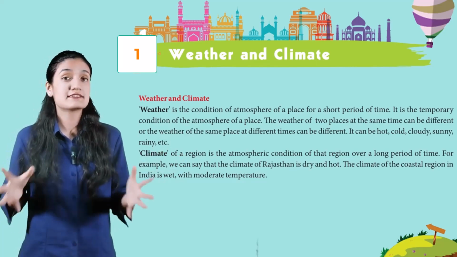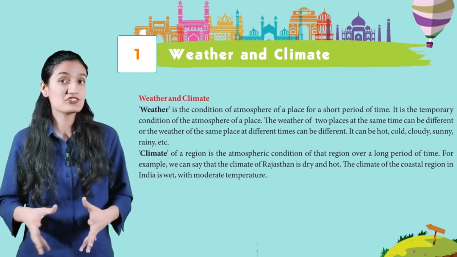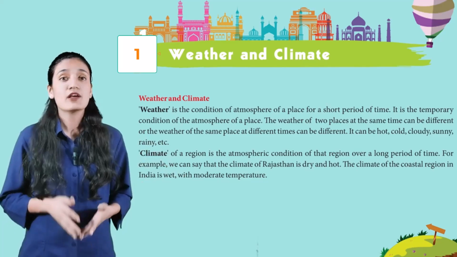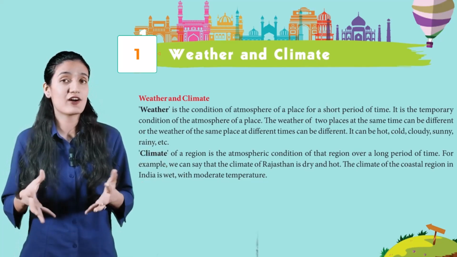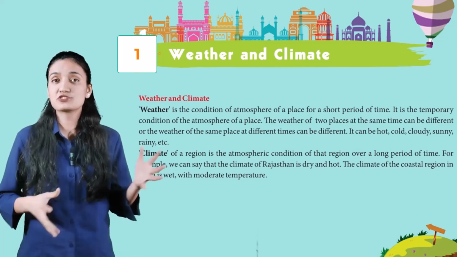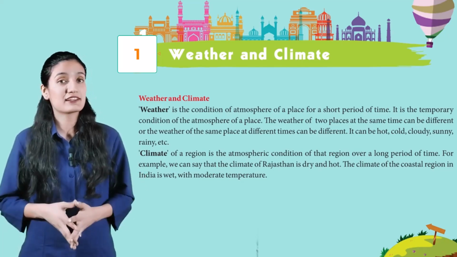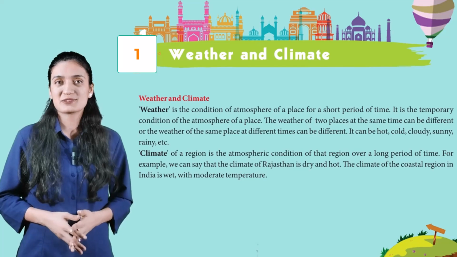Climate of a region is the atmosphere condition of that region over a long period of time. For example, we can say that the climate of Rajasthan is dry and hot. The climate of the coastal region in India is wet with moderate temperature.